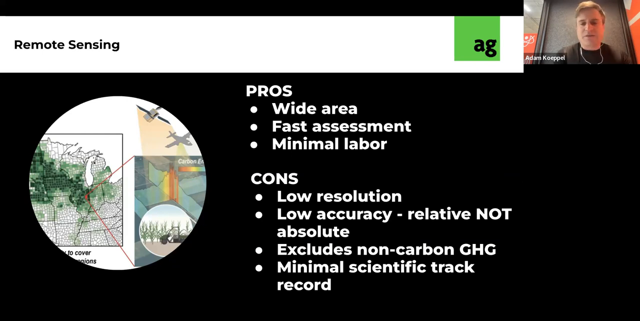And then finally, there's minimal scientific track record here. There have been a few papers published that cover remote sensing for soil carbon analysis, but not to the degree where it's a widely accepted methodology in the scientific community. And that can be challenging when you're looking at a measurement approach and you really want to build the credibility of the performance and outcomes of your carbon farming plan.